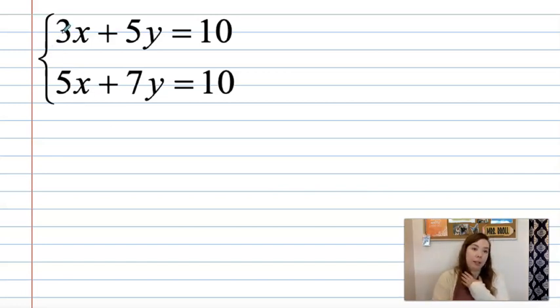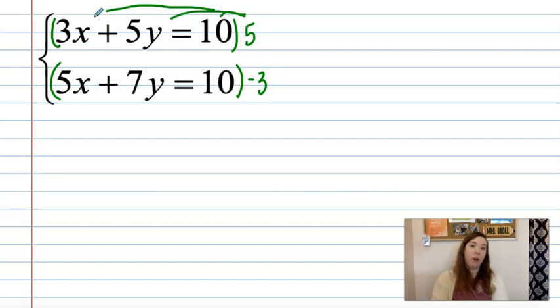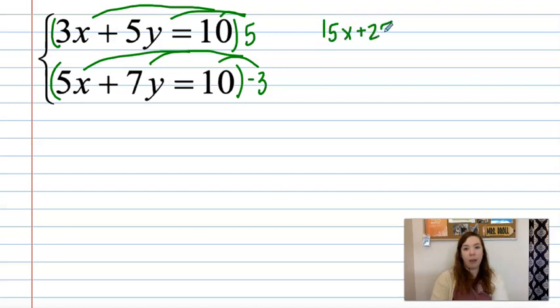So if I'm going to do that, I'm going to make my top one +15, so I'm going to multiply by +5. Which means I want my bottom one to be -15, so I'll multiply by -3. And when you distribute, you have to do all 3 pieces. If you miss a piece, your answer is not going to come out right. So here I'll have 15x plus 25y equals 50. And for this one, I'll have -15x minus 21y equals -30.